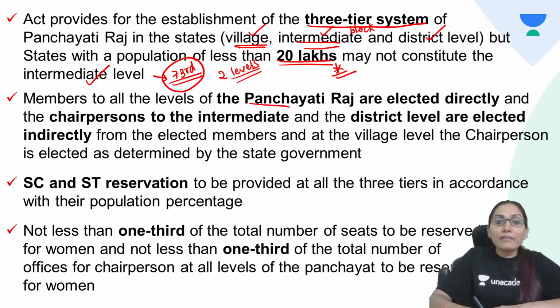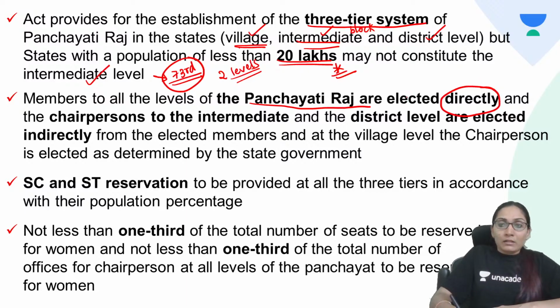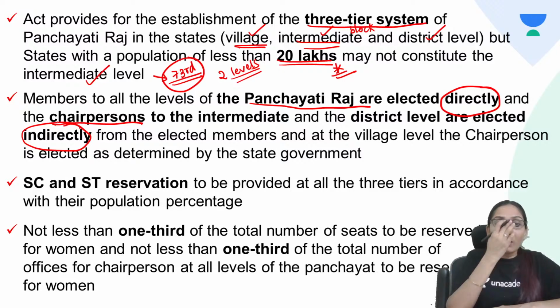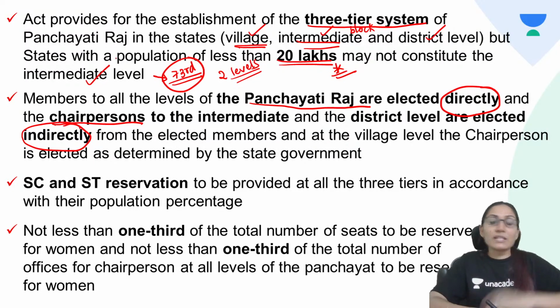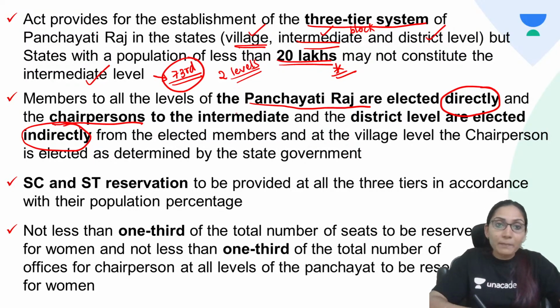Members to all levels of the Panchayati Raj are elected directly, and the chairpersons to the intermediate and district level are elected indirectly. So members to all the levels of the Panchayati Raj institutions are elected directly, and chairpersons to the intermediate level and the district level are elected indirectly from the elected members, and at the village level the chairperson is elected as determined by the state government. So this is the system that we follow.